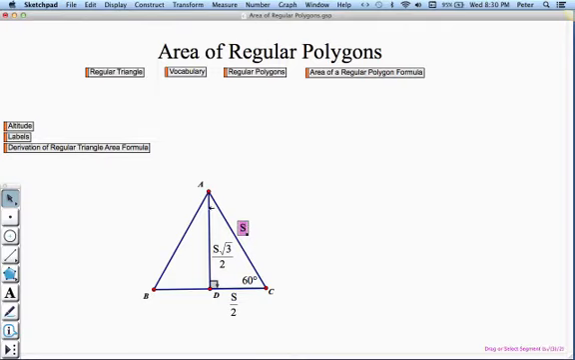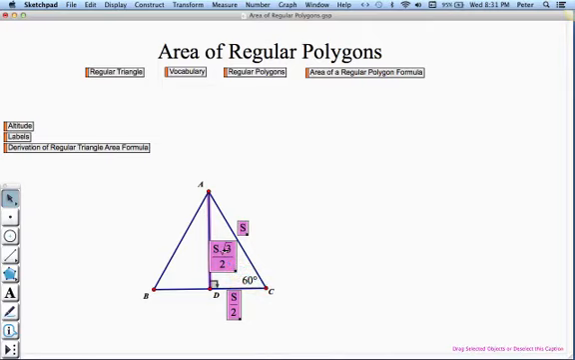Now, when I draw the altitude to the opposite side, that divides the opposite side, BC, into 2 congruent segments. So what had been S is now going to be S over 2. Since S over 2 is opposite the bisected 30-degree angle, the side opposite the 60-degree angle will be S root 3 over 2.